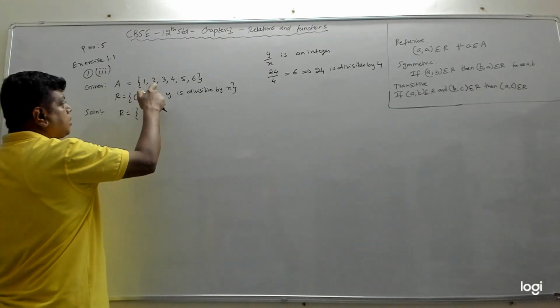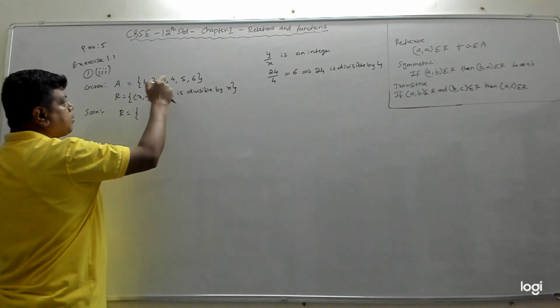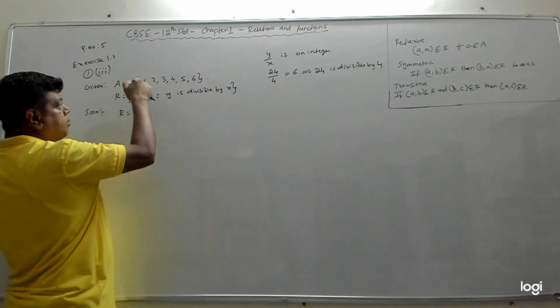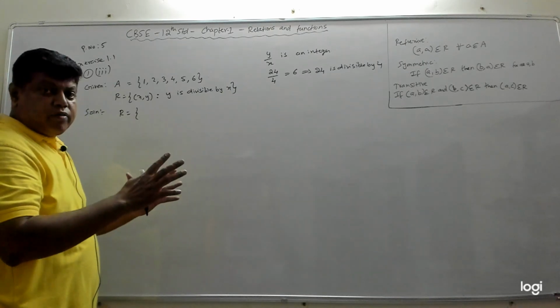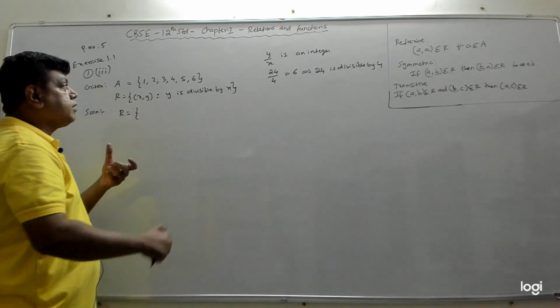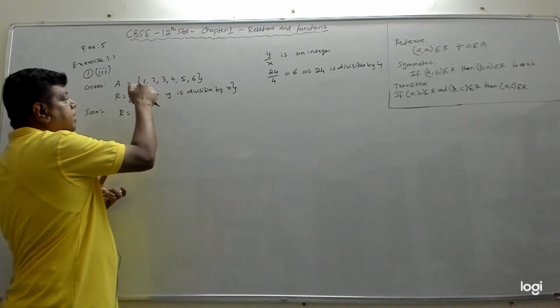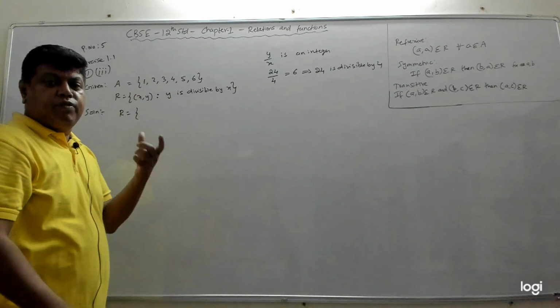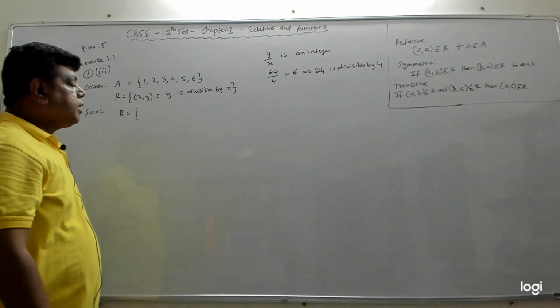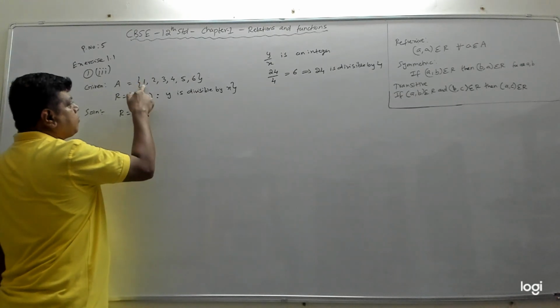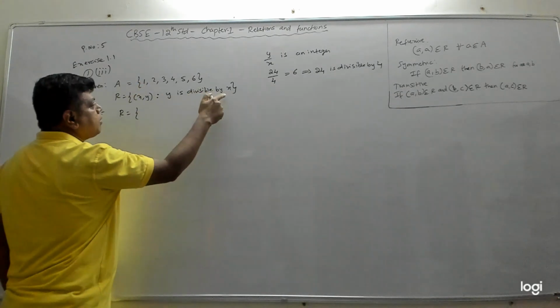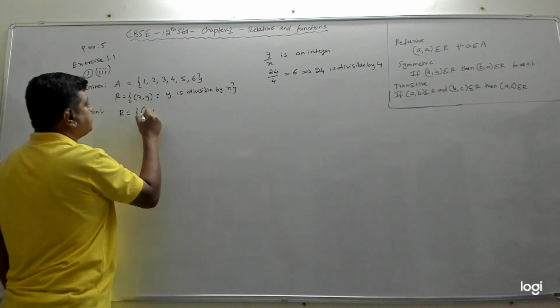A cross A is (1, 1), (1, 2), (1, 3), (1, 4), (1, 5), (1, 6), then (2, 1), (2, 2), and so on. That is the Cartesian product of A cross A. From it, we'll take one element and check whether this condition is satisfied. If it is satisfied, we'll write that element in the relation. If it doesn't satisfy, we'll not write it. Now we'll take (1, 1). Is 1 divisible by 1? Yes. So (1, 1) will come.